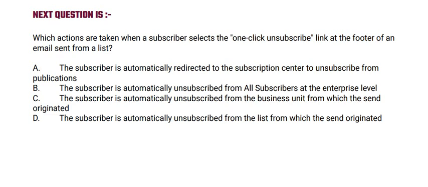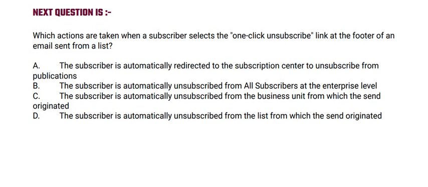Option B, the subscriber is automatically unsubscribed from all subscribers at the enterprise level. Option C, the subscriber is automatically unsubscribed from the business unit from which the send originated. And option D, the subscriber is automatically unsubscribed from the list from which the send originated. The correct option is option D.